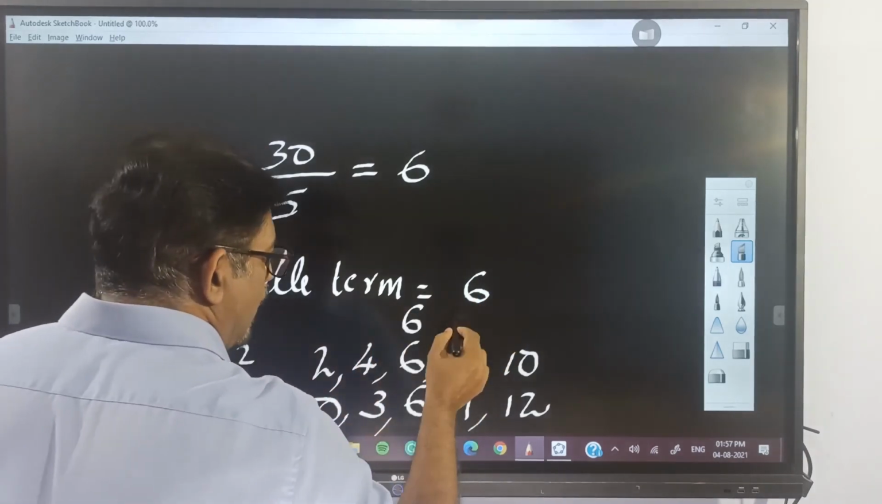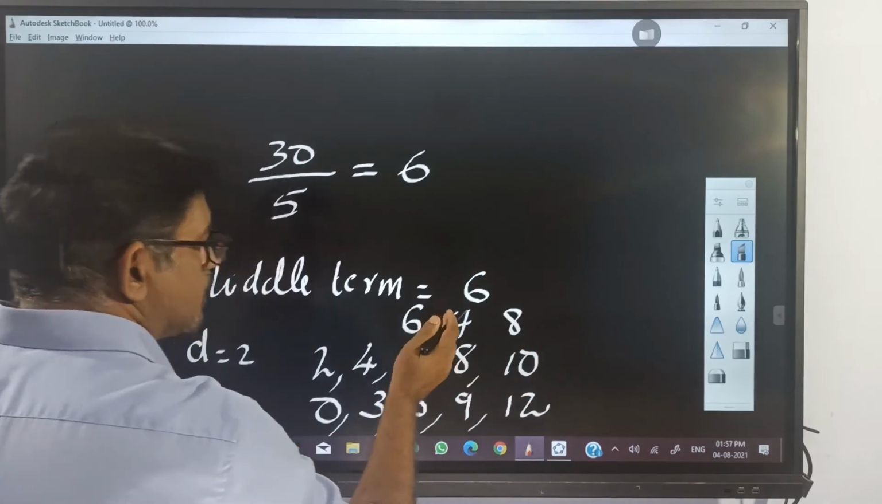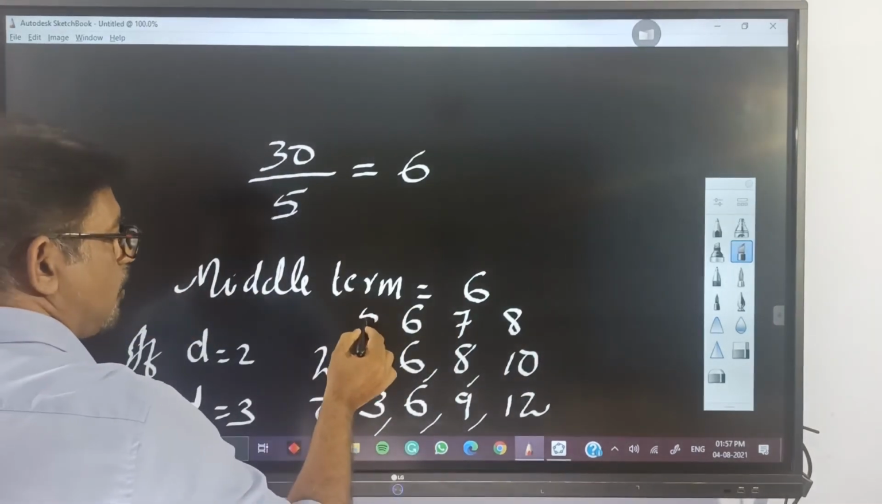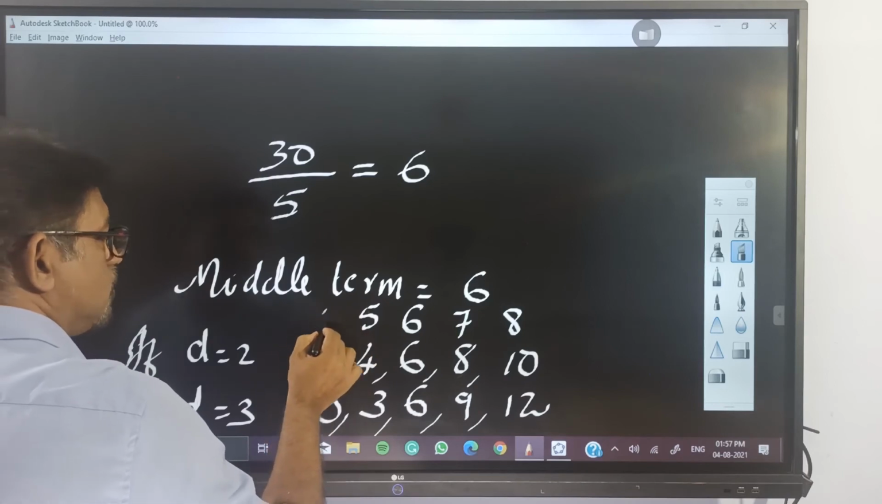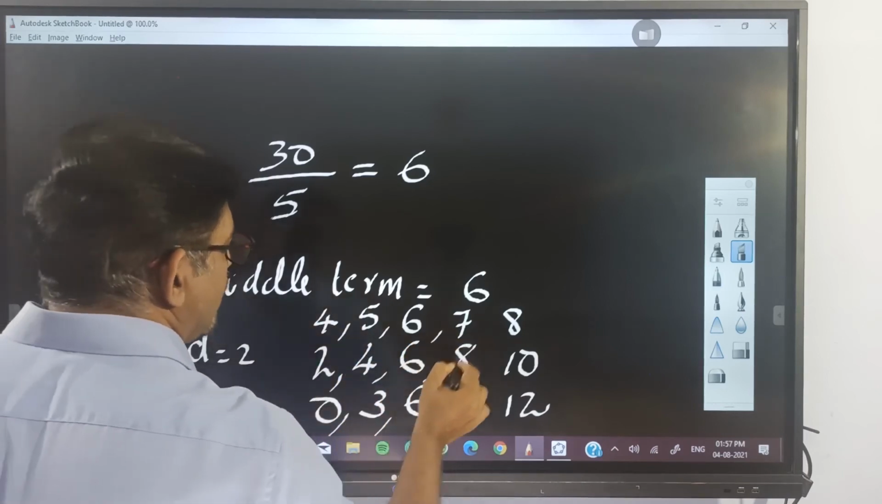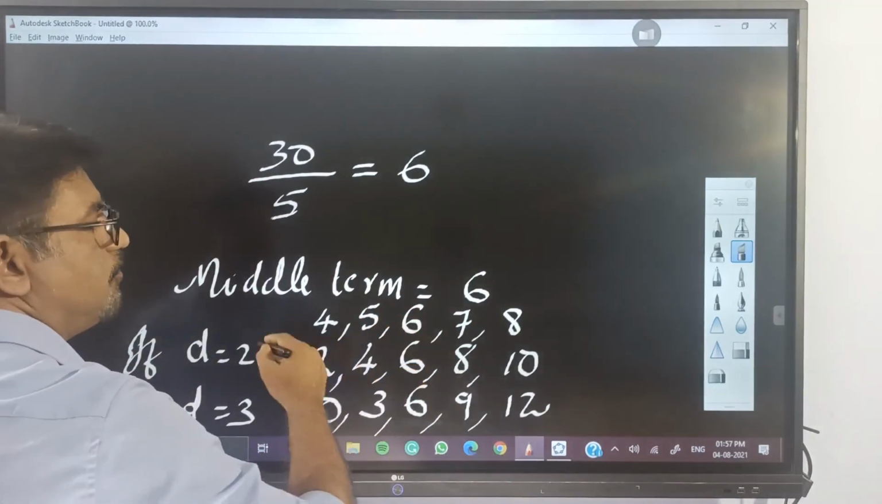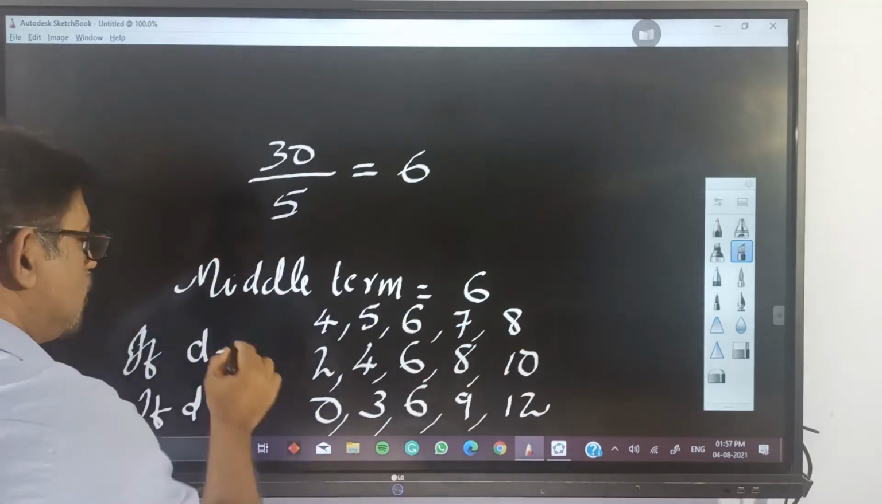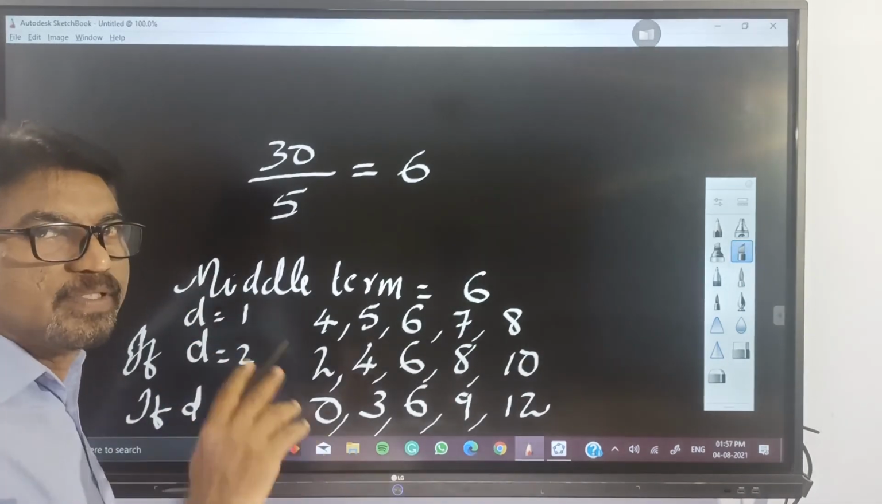Simply we can add 1 to this. Therefore it will be 7 and 8, and subtracting the same 1, this is 1 less than 6 and this is 1 more less than this. Therefore it is equal to 4. Therefore 4, 5, 6, 7, 8. These are the 5 terms of another sequence, the same middle term with the same sum 30. And the common difference d here is equal to 1. Therefore this is the answer of this question.